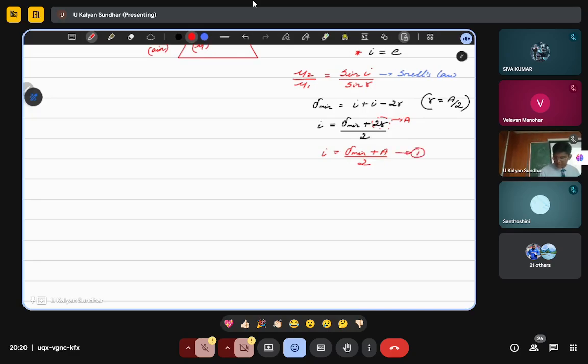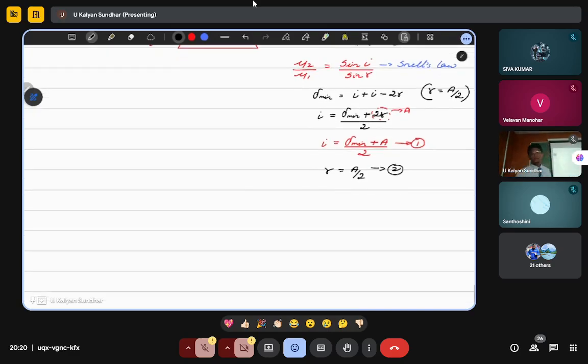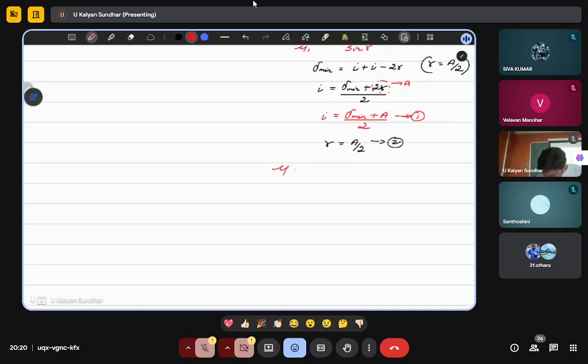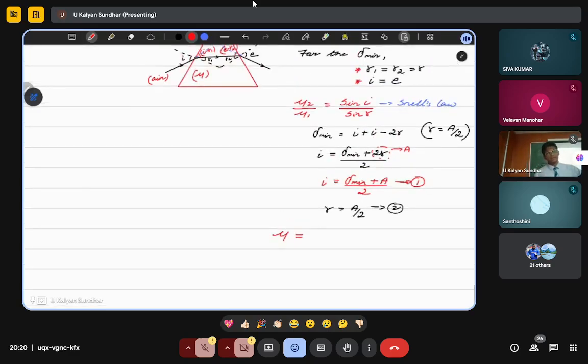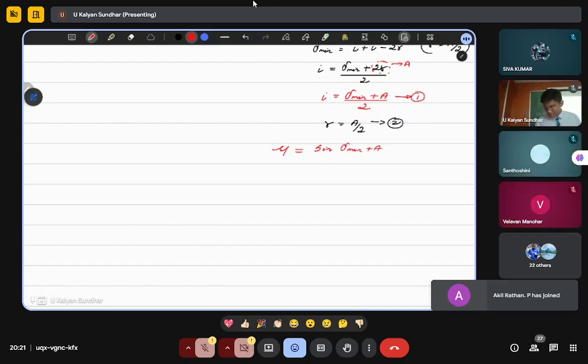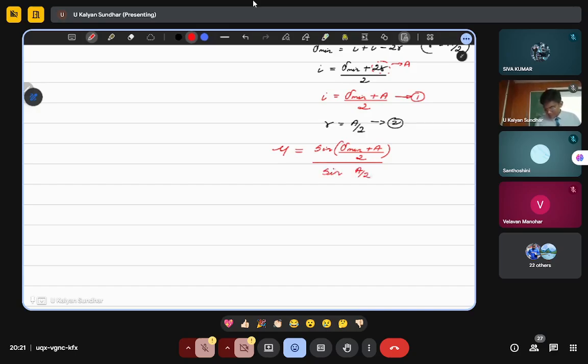Let this be the first equation. Now, what value of R did we find? A by 2. It is the second equation. Apply this in your Snell's law. So what you will get is mu equal to mu2 by mu1, equal to sine of I. What is the value of I, sir? (D minimum plus A) divided by 2, divided by sine R. R value is A by 2. So with this, for minimum deviation, we are able to find out the refractive index of the prism. Right?